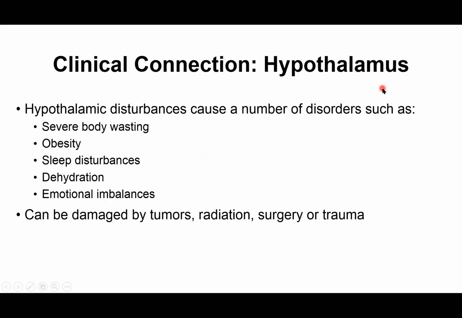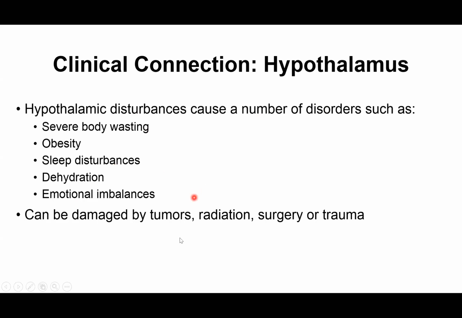So clinical connection here, why is this stuff relevant? The hypothalamus, if it is disturbed, can cause a lot of different disorders. For example, it can cause severe body wasting, which is basically just degeneration of tissues. Like muscle wasting, for example, is where the muscles begin to atrophy or get a lot smaller. Alternatively, it can also cause obesity, sleep disturbances, dehydration, and emotional imbalances because, as you can recall, based on its functions, any sort of disturbance in the hypothalamus could result in a disturbance of one of its main functions, which all would be associated with these different disturbances and diseases.